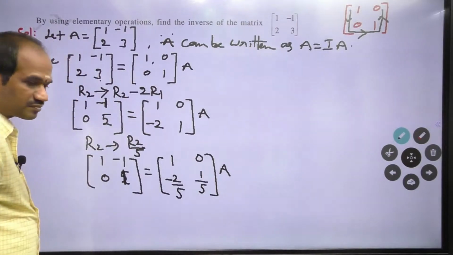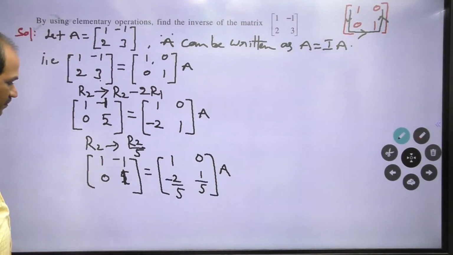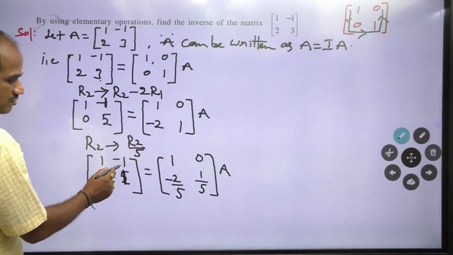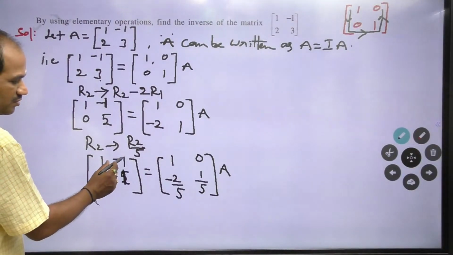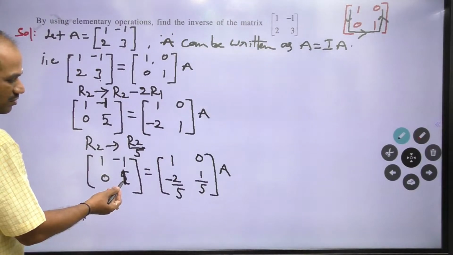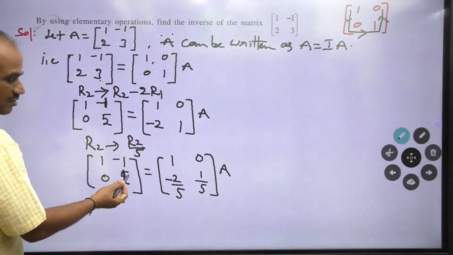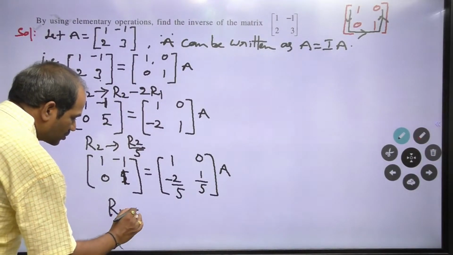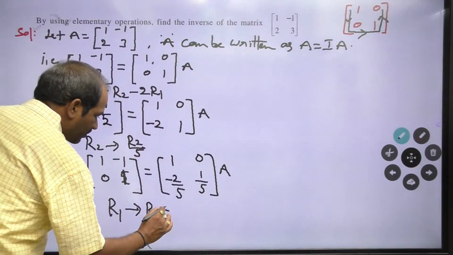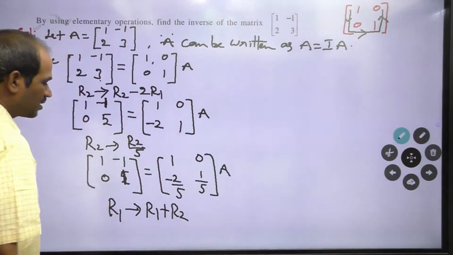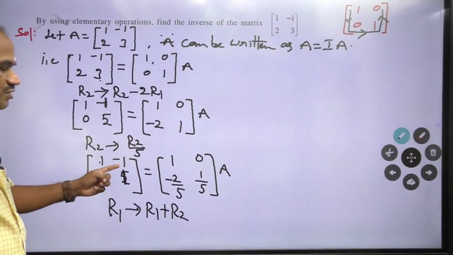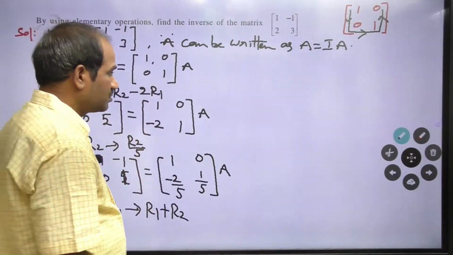Next, here the 0 means adding these two, converting into 0. So this is R2. Adding these two, R1 plus R2 value 0 coming. R1 goes to R1 plus R2. Adding these two, 0 plus 1 is 1. Next, plus 1 minus 1 is 0 coming.